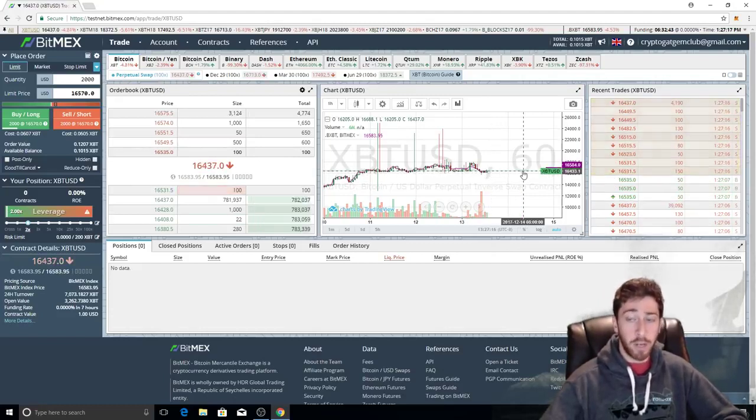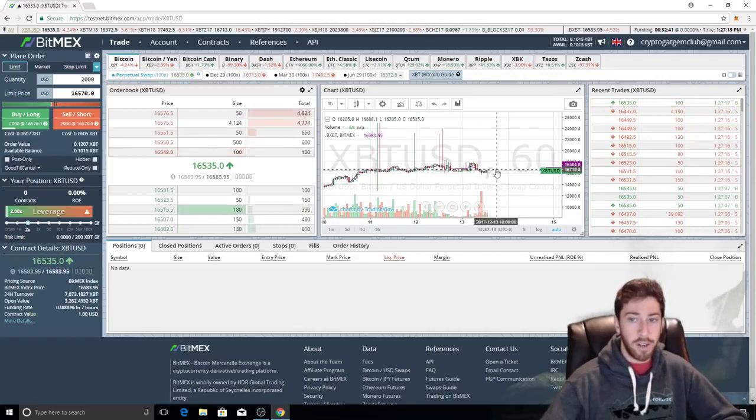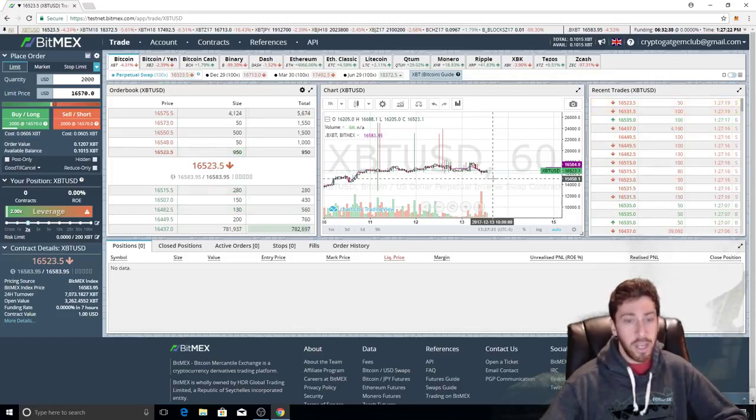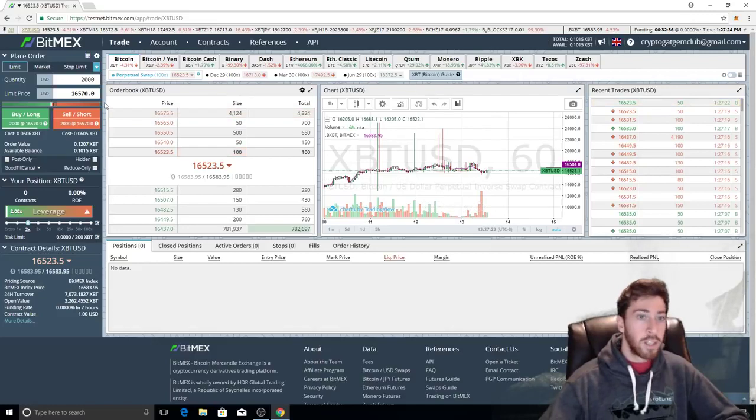It's the inverse for the short. If I think Bitcoin price is going to go down, I put in a short here. If it goes down $100 at 2 times leverage, I would close it and make $200. So we're going to go long.